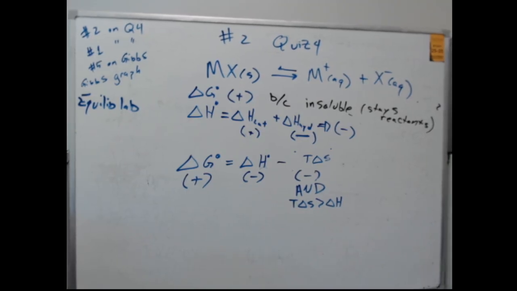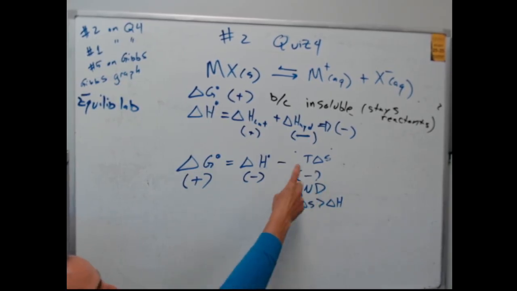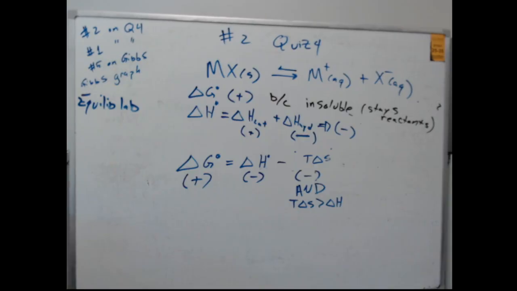This reaction, depending on how big that temperature is, could be flipped from spontaneous to non-spontaneous. This was all done at room temperature, so at room temperature it's non-spontaneous. What if we cranked the temperature up or down? How would that affect it? This question's not asking about that. This is just at room temperature. T delta S is greater than delta H. Delta S has to be negative, otherwise this reaction would never be non-spontaneous.